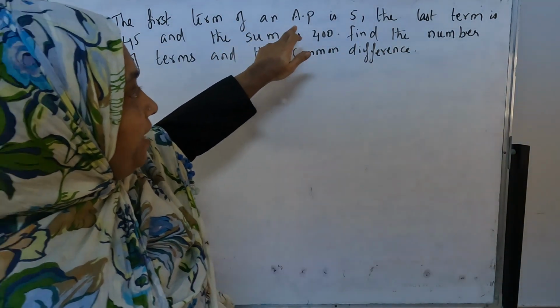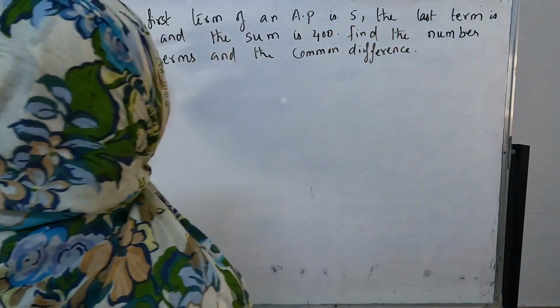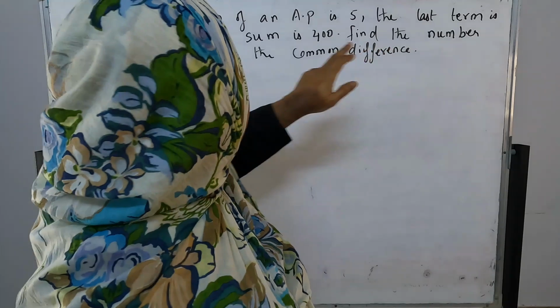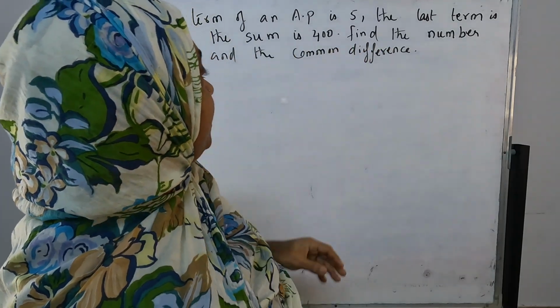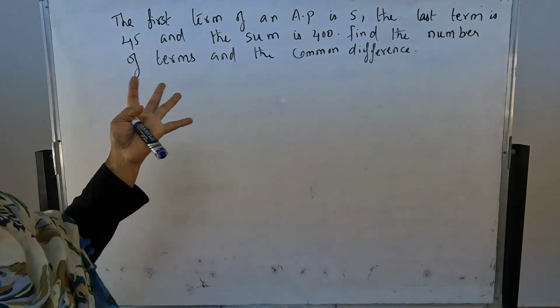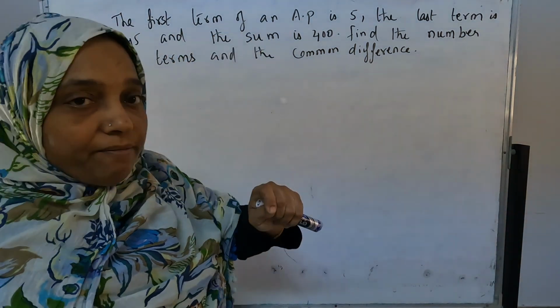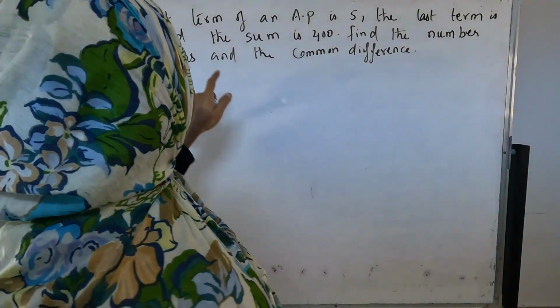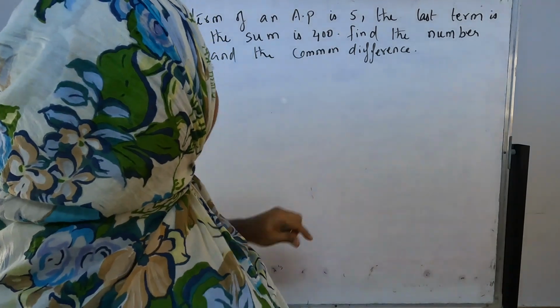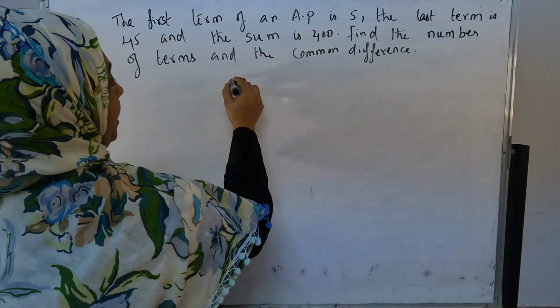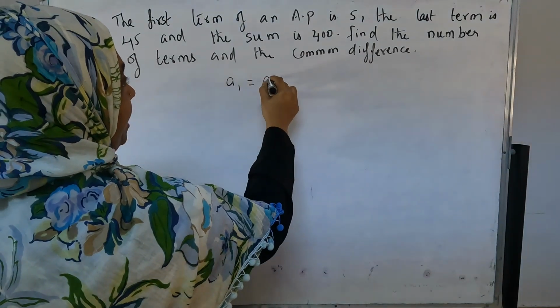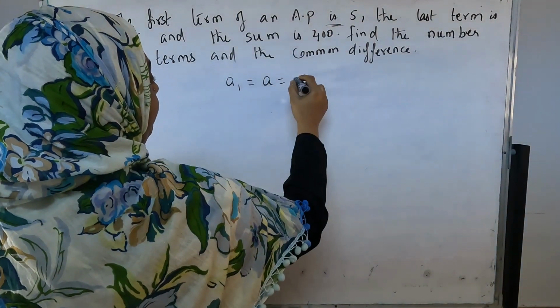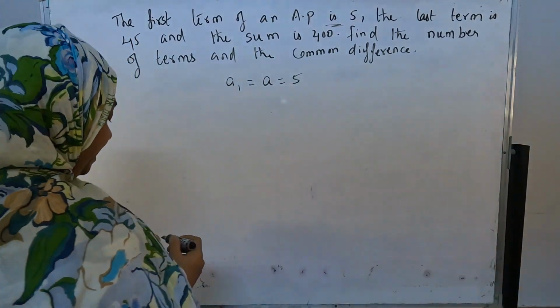The first term of an AP is 5, the last term is 45 and the sum is 400. Find the number of terms and the common difference. So what they have given, first from this given question, extract the information and write the related things in alphabets. Okay. The first term of an AP is 5. That means first term means what? A1. We can use that as A also. It is 5, so A is 5 with us.